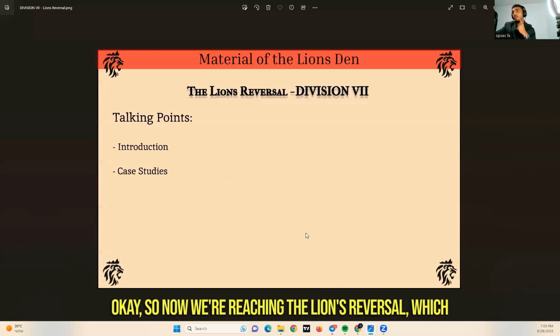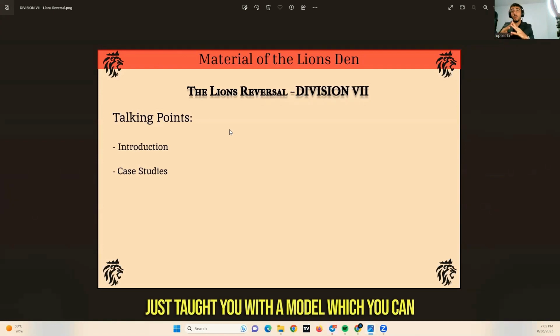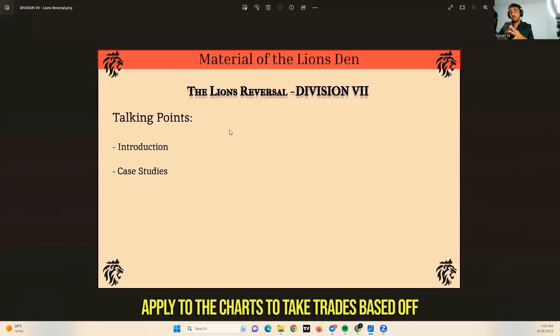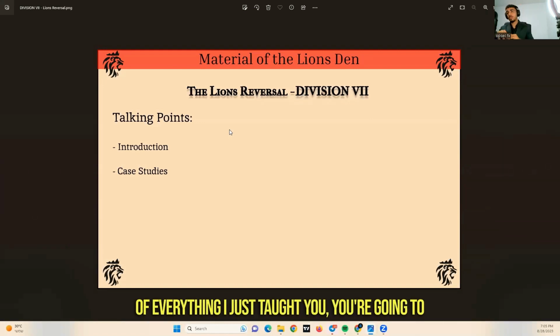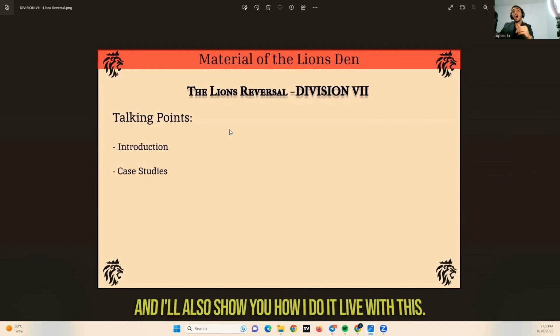Okay, so now we're reaching the lion's reversal, where I'm going to conclude everything I just taught you with a model which you can apply to the charts to take trades. Based off of everything I just taught you, you're now going to receive a model which you can trade live. And I'll also show you how I do it live with this.